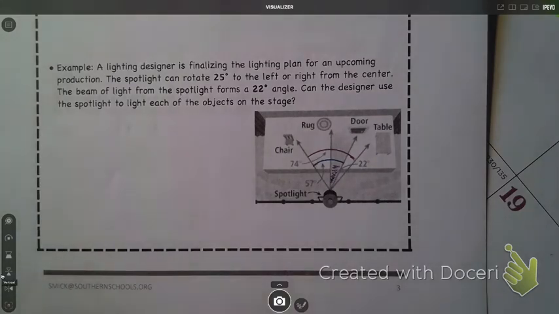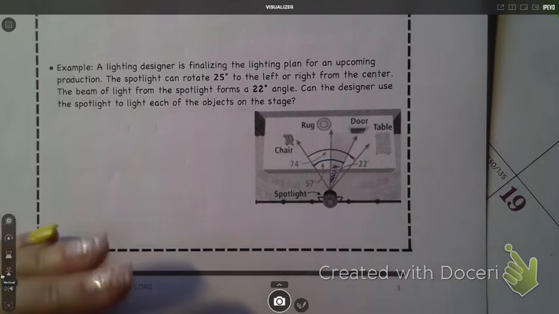So well, now think about it. If I'm pointing my light straight ahead, yes? It goes out from 0 to 22 degrees over. But what can I do with my spotlight? Move it. I can move it how much? 25 degrees. 25 degrees to the right or 25 degrees to the left.